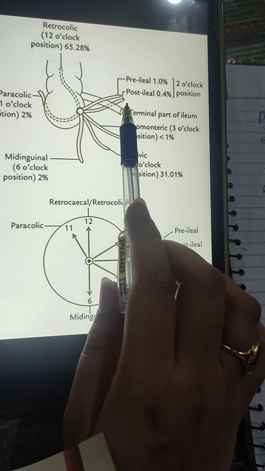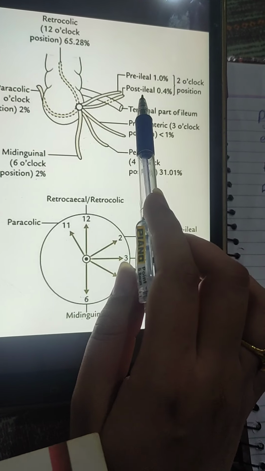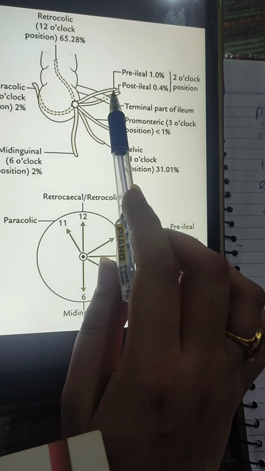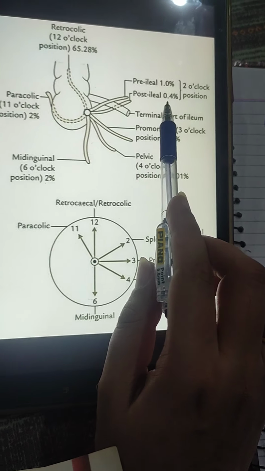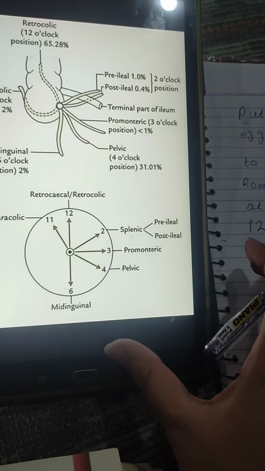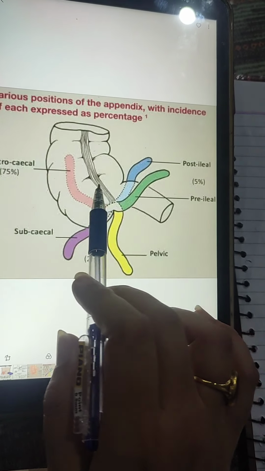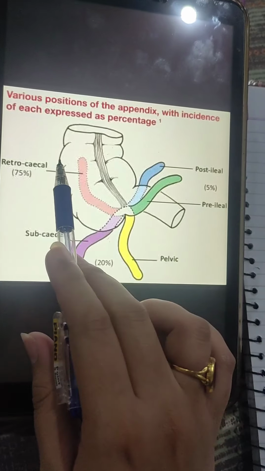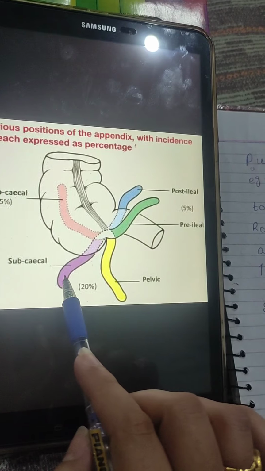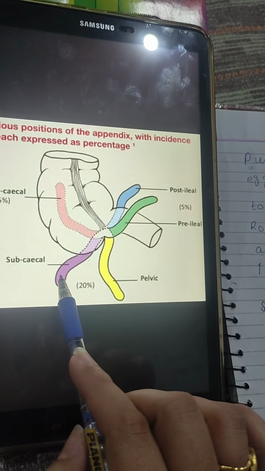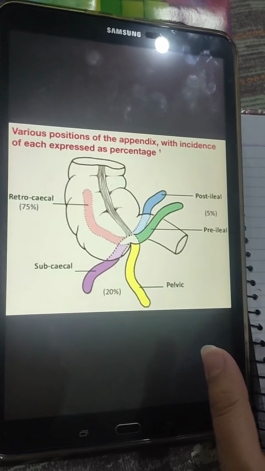And splenic position is further divided into pre-ileal and post-ileal. If it is in front of the ileum, that is pre-ileal, and behind the ileum, that is post-ileal. That happens in 0.4%. We can see another diagram where you can locate the positions. So if you see here, this is ileum and this is cecum, and appendix is behind the cecum, that is retrocecal. It is pointing below at the mid-inguinal point, that is subcecal, then pelvic, and then these are the splenic positions, pre-ileal and post-ileal.